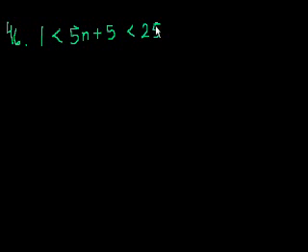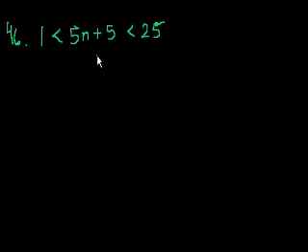46. How many integers n are there such that 1 is less than 5n plus 5, which is less than 25? Okay, so they say how many integers n are there so that 5n plus 5. So they didn't say positive integers, right? So that's an interesting thing to keep in mind.